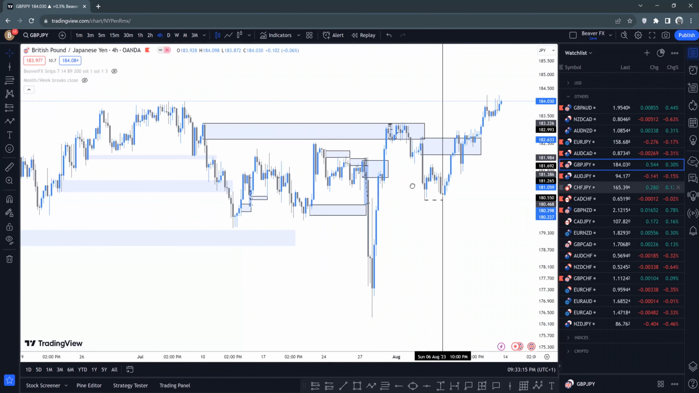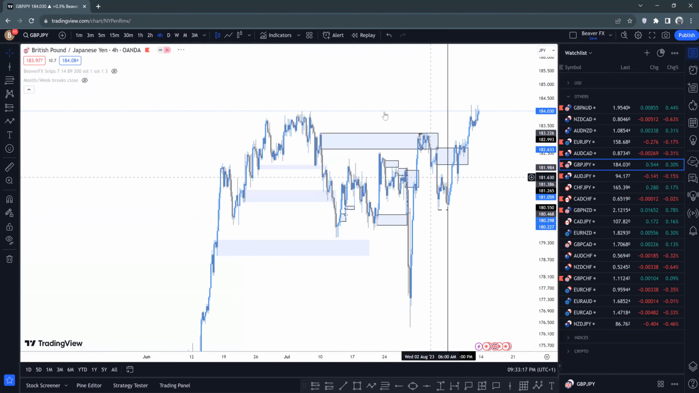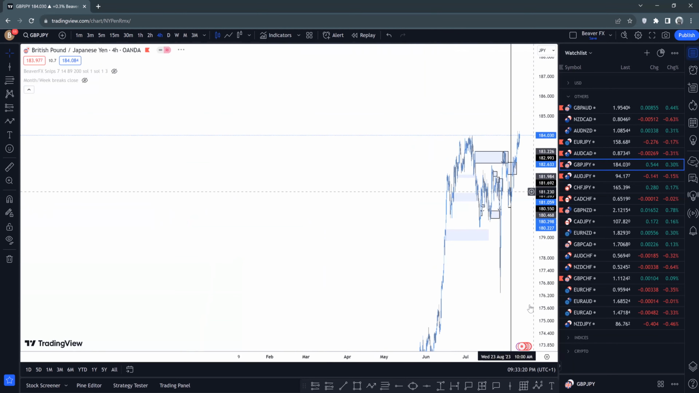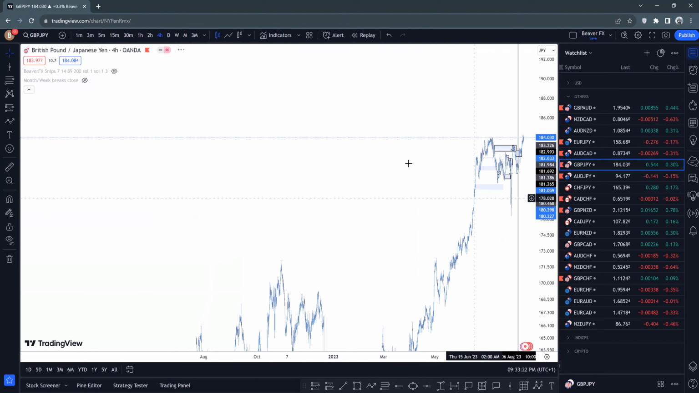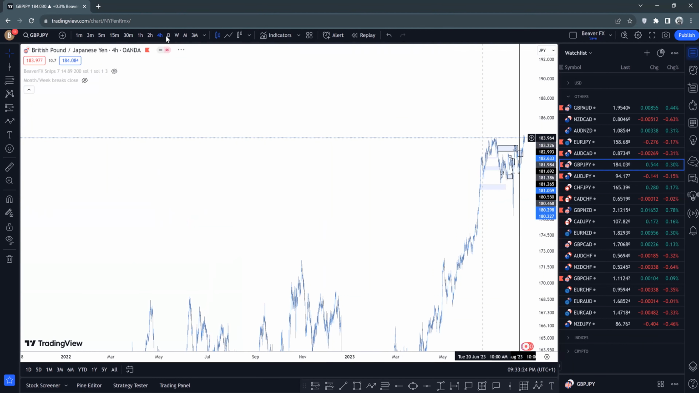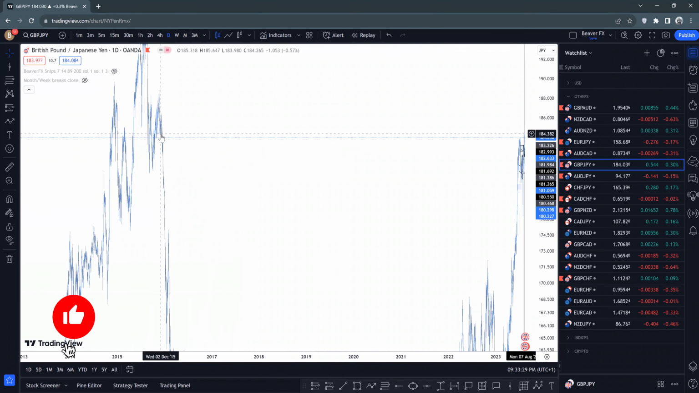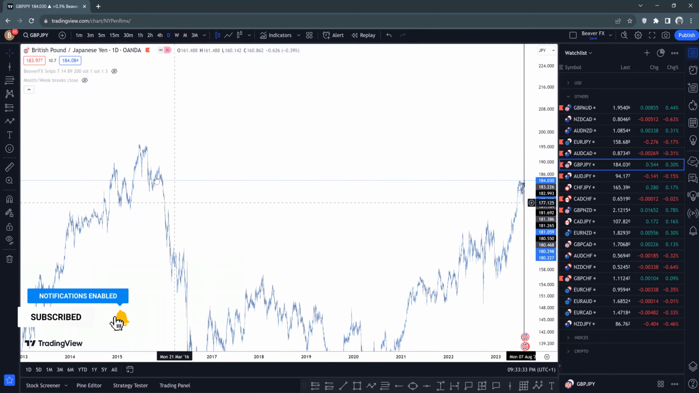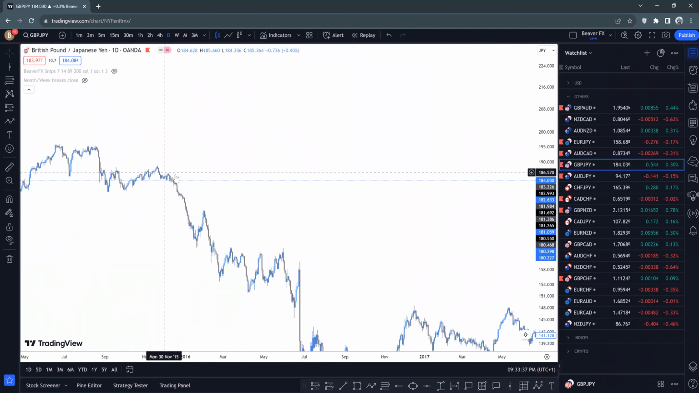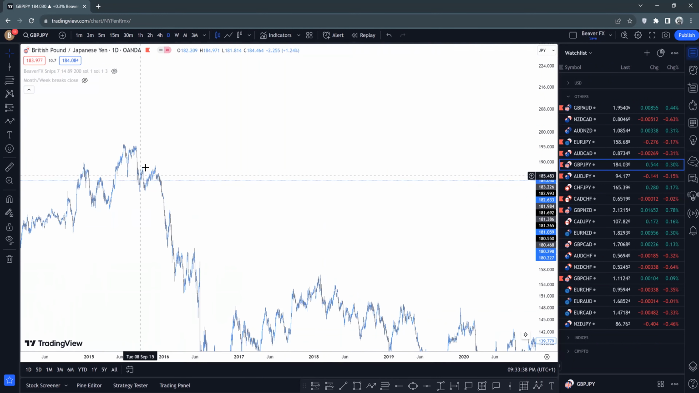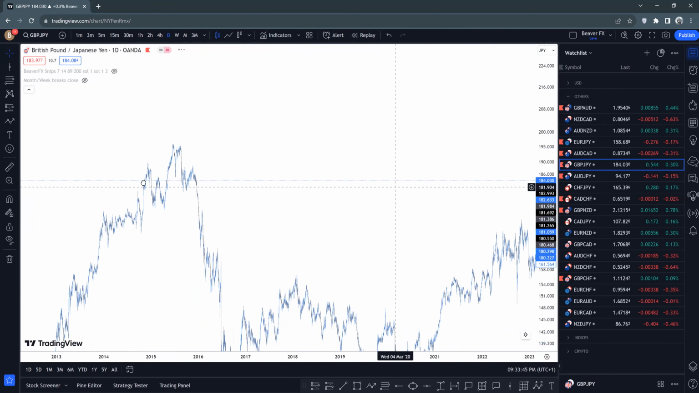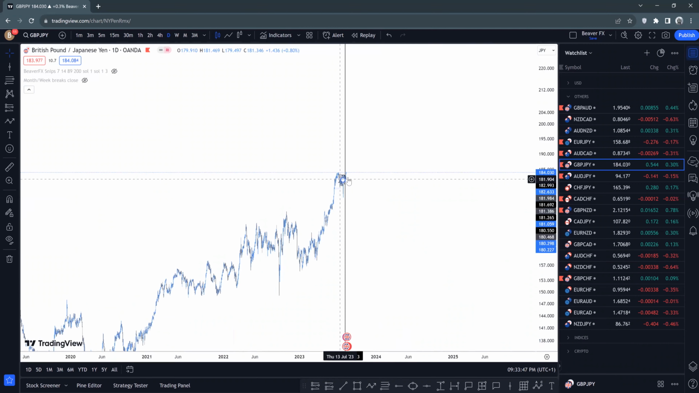So for now, I don't really have a clear bias on this pair. I was looking at the fact that we haven't tested this price for a very, very long time. This was since 2015. Man, that was really long. So let's see. We broke here, negative test, but the major break was here. So there's probably a zone around there that it probably needs to retest. But I wouldn't want to go that far.